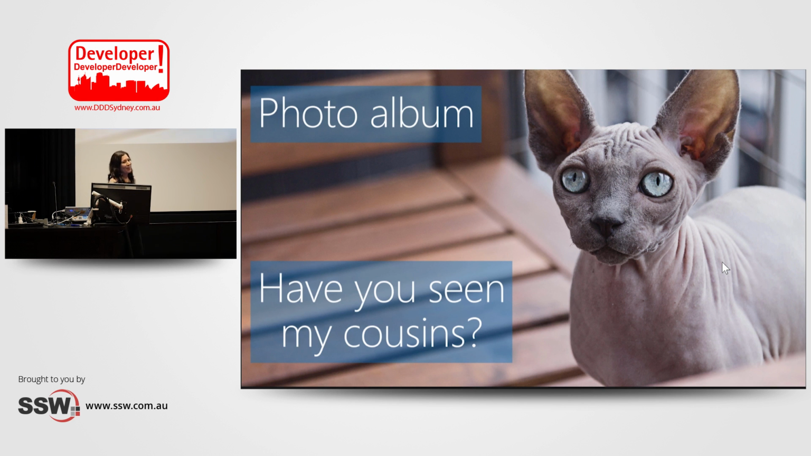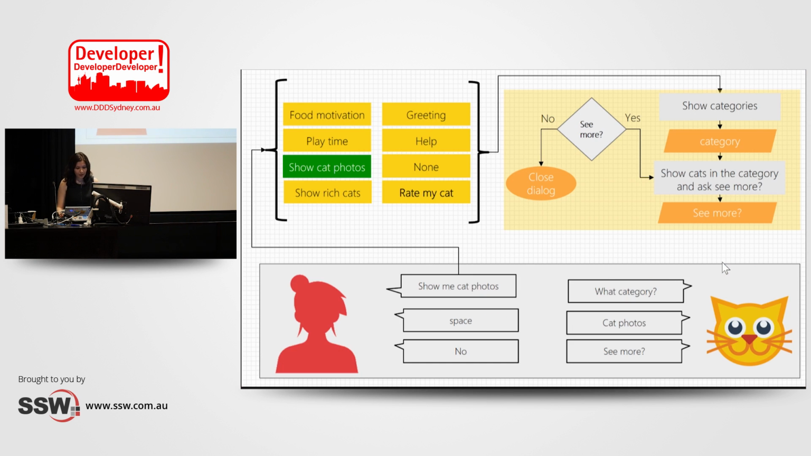Half of the fun of having cats is seeing their cute poses. And I thought it would be really cool if you could ask the chatbot to show cat photos. This time, if the user asks show cat photos, I go and start the dialogue by asking the user what category of photos do you want to see.